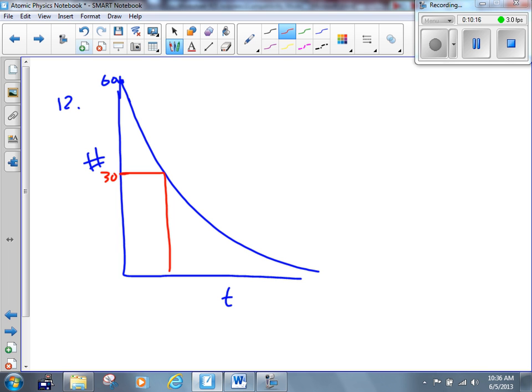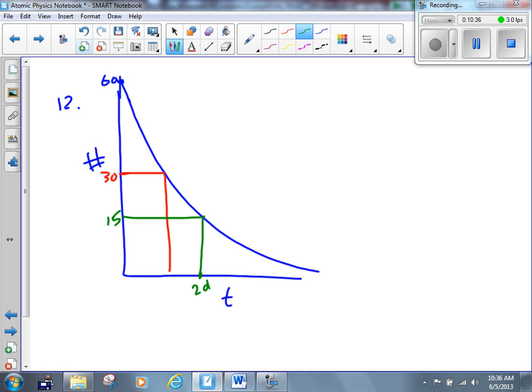How much of element X remains after 2 days? Well, let's go over to 2 days here on our x-axis. Let's go up and over. When I do that, it appears to be about 15. So 15 would remain after 2 days.